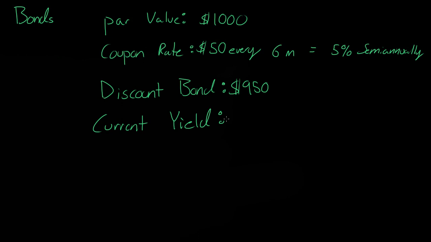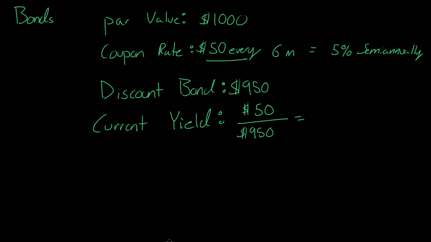We purchased a bond for. How much money are we getting? What are we getting for the amount of money we put into it? So basically all we do is we have our coupon rate, which is 5% semi-annually of the $1,000 we put in. Again, that's $50 every 6 months. So what we do, we just take however much money we get every 6 months, which is $50, and we just say $50 divided by $950.